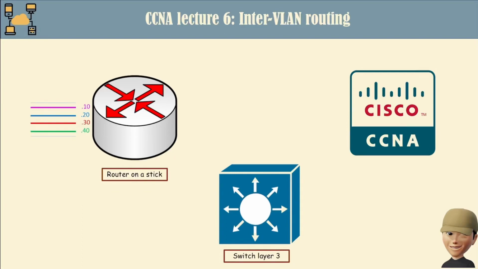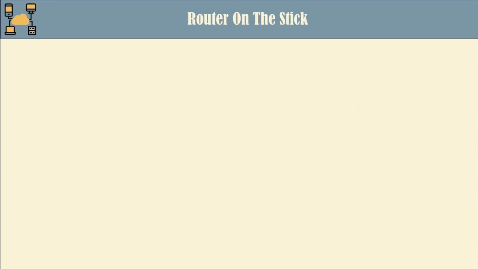This channel aims to provide a comprehensive course on the most essential knowledge required for the CCNA certification. Today, I will be discussing two methods for enabling communication between VLANs, inter-VLAN routing.